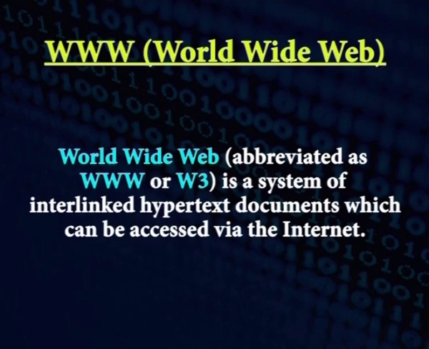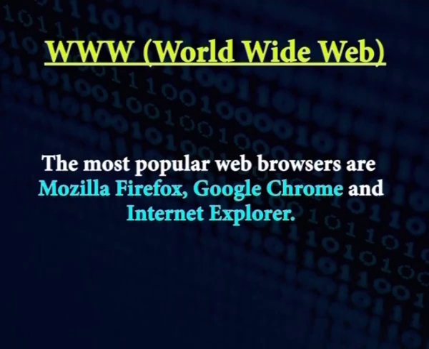World Wide Web, abbreviated as WWW or W3, is a system of interlinked hypertext documents which can be accessed via the internet. The web is not the only system out there, but it's the most popular and widely used. There are several applications that make it easy to access the World Wide Web. There are many web browsers which can be used to access the internet. The most popular web browsers are Mozilla Firefox, Google Chrome and Internet Explorer.